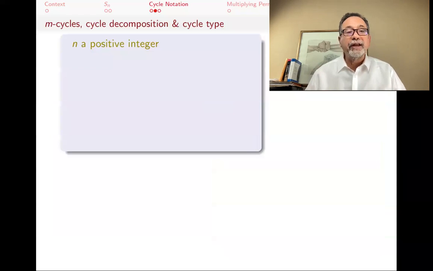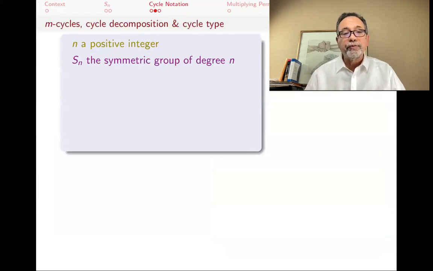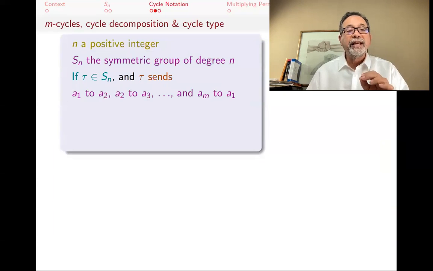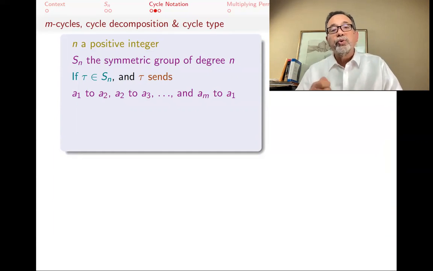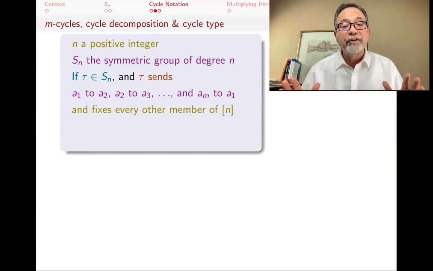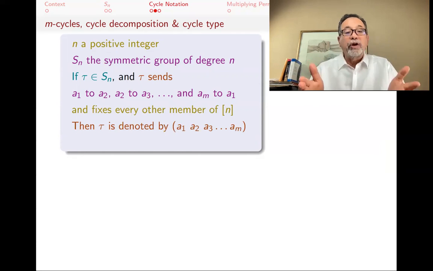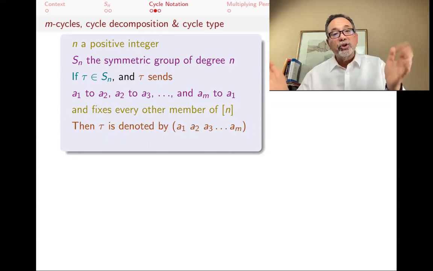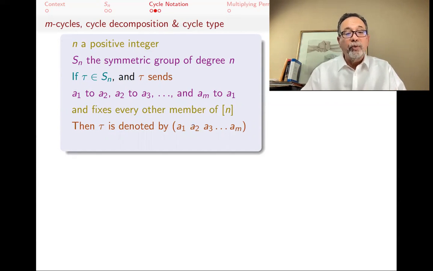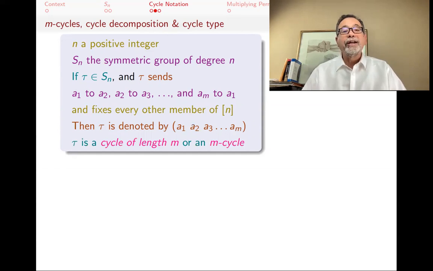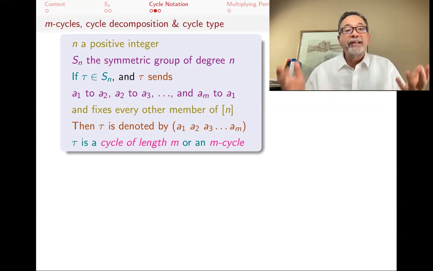A bit of vocabulary. If n is a positive integer, Sn is the symmetric group of degree n, tau is an element of Sn, and tau happens to do the following. It sends a1 to a2, a2 goes to a3, a3 goes to a4, all the way till am, and am goes back to a1. And tau fixes every other element of n, so it just has one cycle. In that case, write it as this one cycle, (a1 a2 a3 ... am), parentheses closed, which means that am goes back to a1. This is called a cycle of length m, or an m-cycle. m stands for how many things are in the cycle.